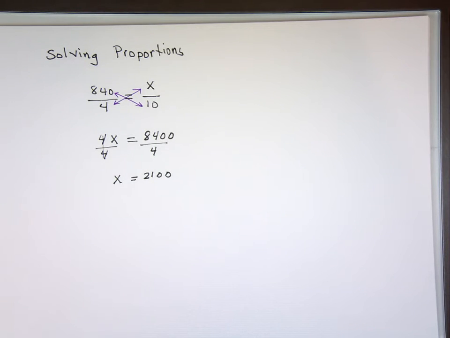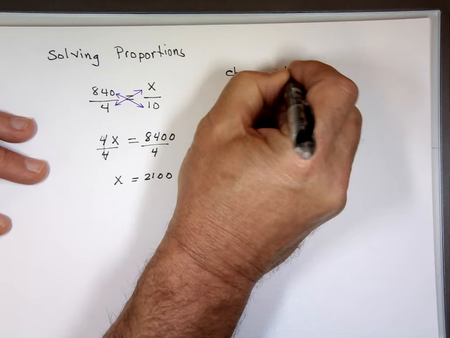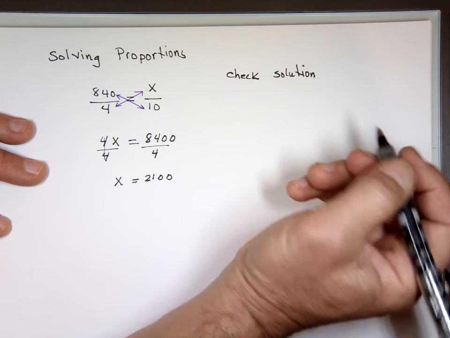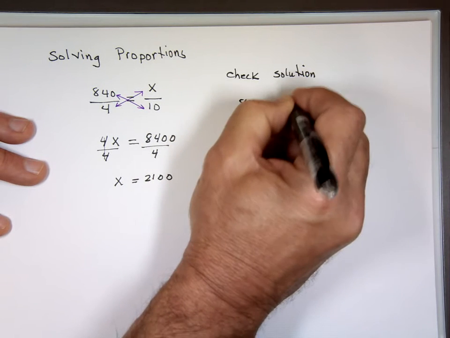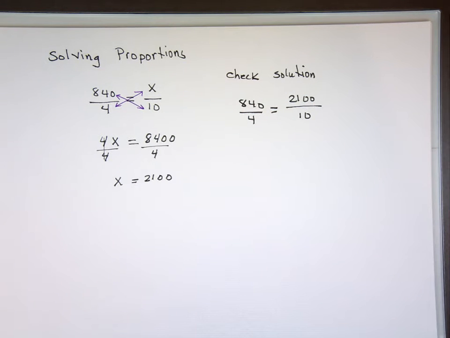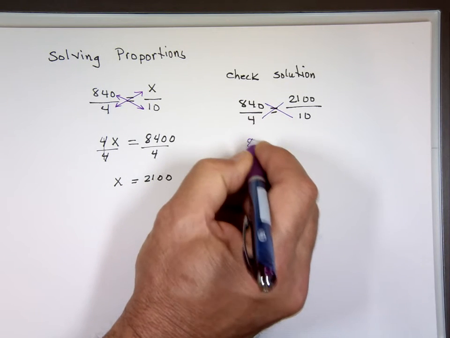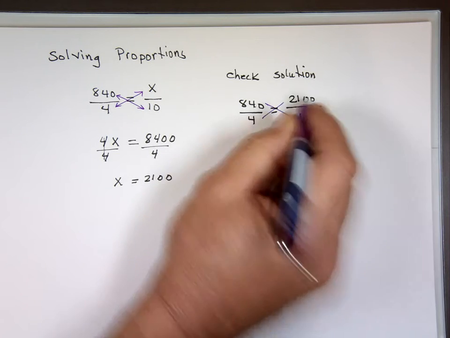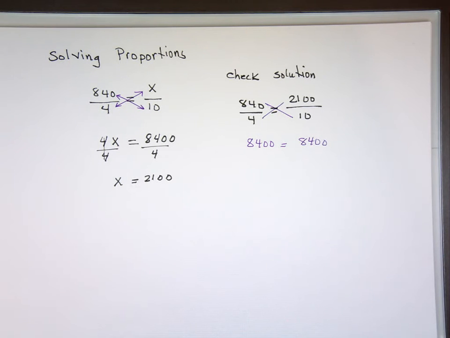You can test it. Let's check the solution to see if we did it right. I'm saying 840 over 4 is the same as 2100 over 10. Well, if I am right, and if I cross multiply, what's 840 times 10? 8400. What is 4 times 2100? 8400. Is this side equal to that? Yes.